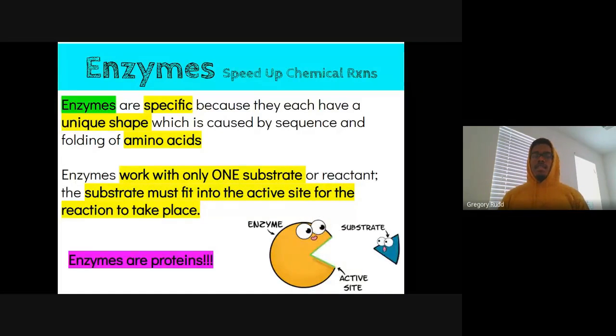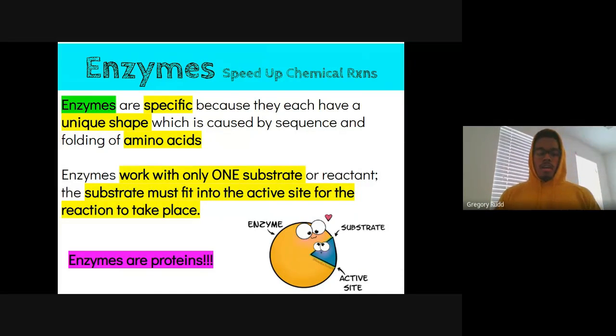So in this case, it says enzymes are specific because they each have a unique shape, which is caused by sequence and folding of amino acids. So the words we need to focus on here: enzymes, specific, unique shape, and amino acids. I'm going to talk about each of those a little bit more. I do want you all to know that RXN is shorthand for reaction.